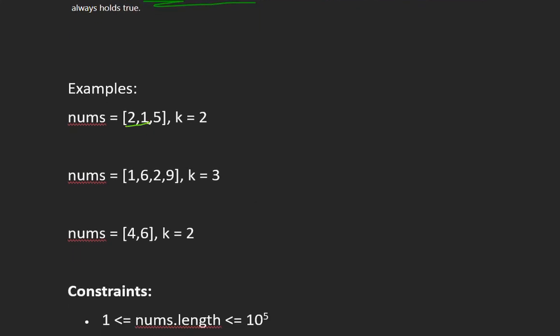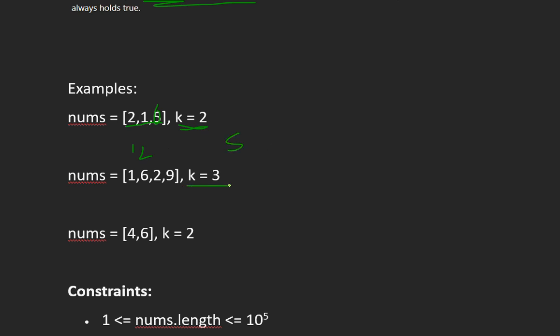First of all, we are given 2 1 5 and k is equal to 2. Which element should we remove so that the rest of the array is balanced? If we remove 5, we'll get 1 and 2. So, 1 and 2 is balanced because the minimum element is 1 and the maximum element is 2, and 2 is less than or equal to 1 times 2, right? So, we will be removing 5 here.